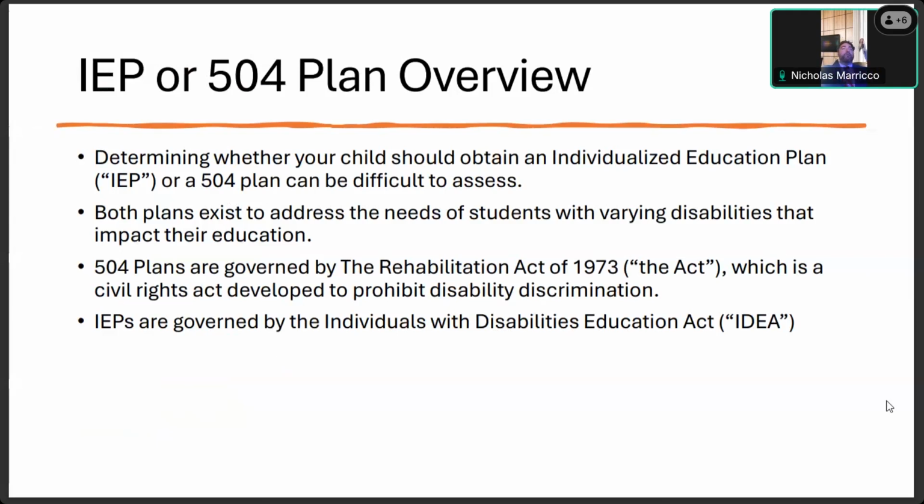IEPs, on the other hand, are governed by the Individuals with Disabilities Education Act, which is another law I bet you cannot say 5 times fast. And the acronym for that is the IDEA. So you have Section 504 and you have the IDEA. Again, Section 504 is Section 504 of the Rehabilitation Act of 1973, and the IDEA is the Individuals with Disabilities Education Act. Now, we are going to move on to the next slide.